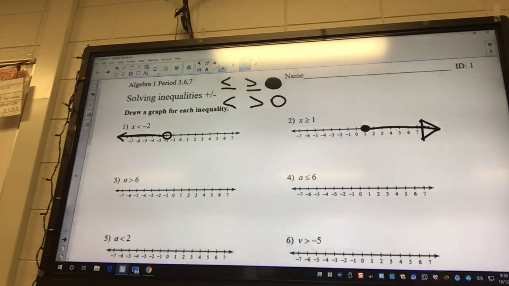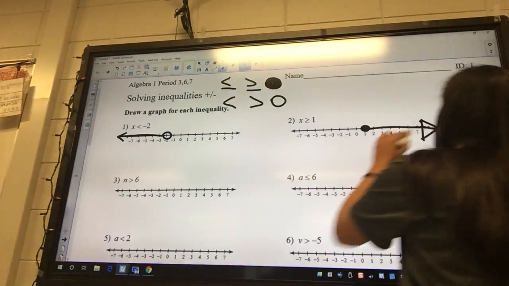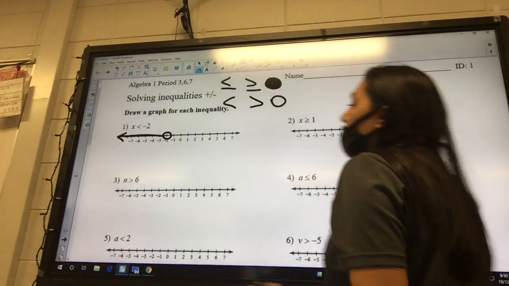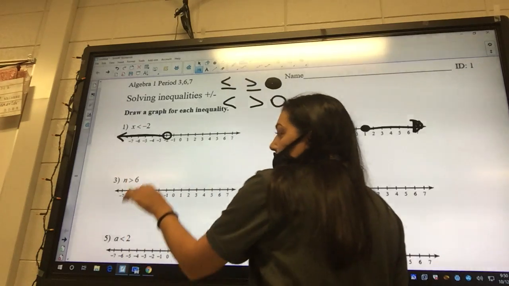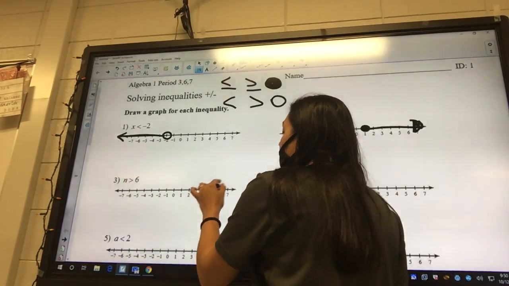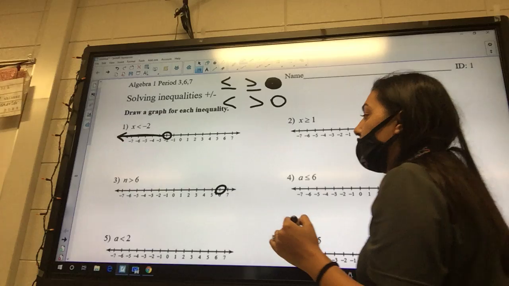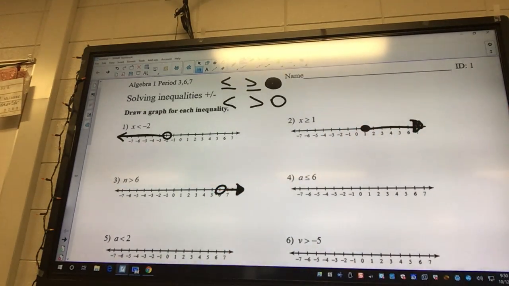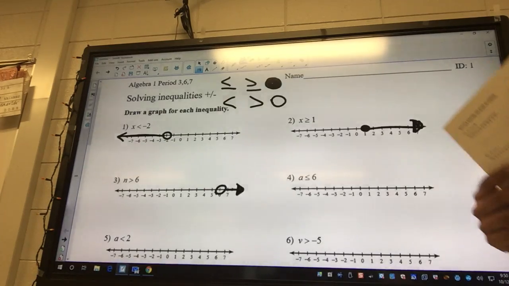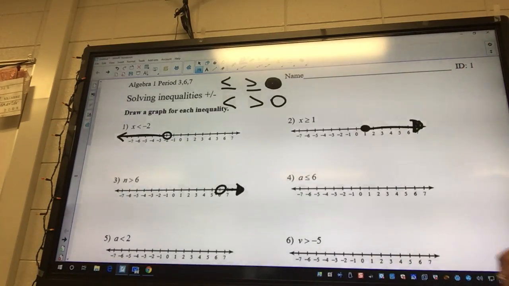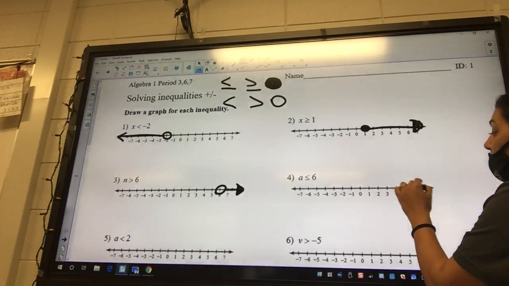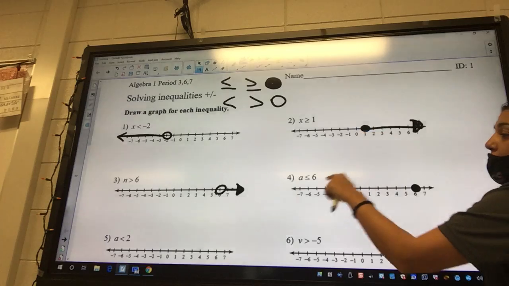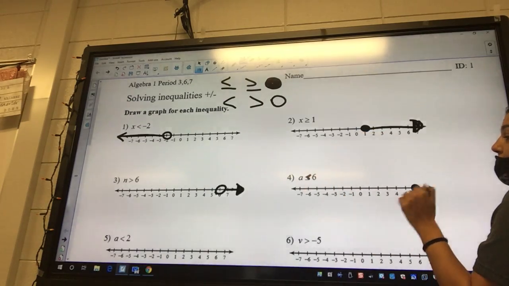Look at number 3. Should it be open or closed? Open. And which way should it be pointed? To the right. Number 4, open or closed? Closed. And which way should it be pointed? To the left. The arrowhead is right here, so it should be pointing this way.